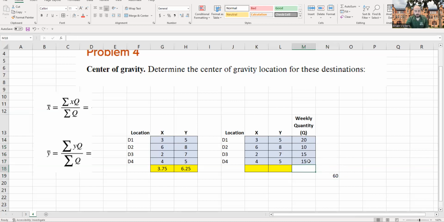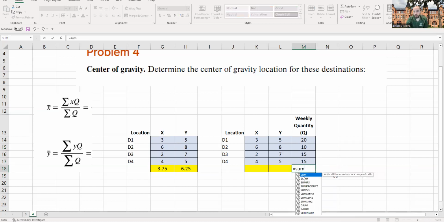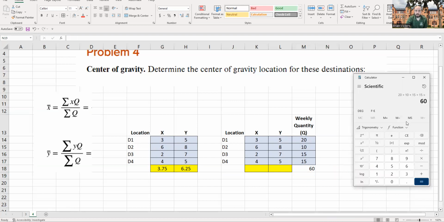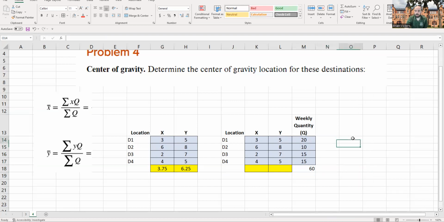But let's just instead figure out the sum of these 4, and we could write that down. Okay. So 60 was the sum. Now, again, let's do it by hand. We got 3 times 20 is 60. 6 times 10 is 60. 2 times 15 is 30. 4 times 15 is 60.